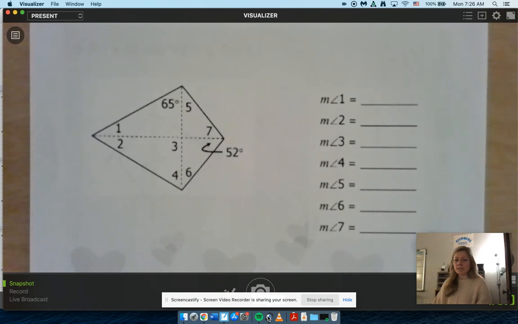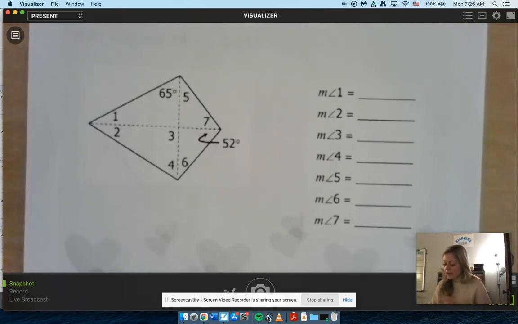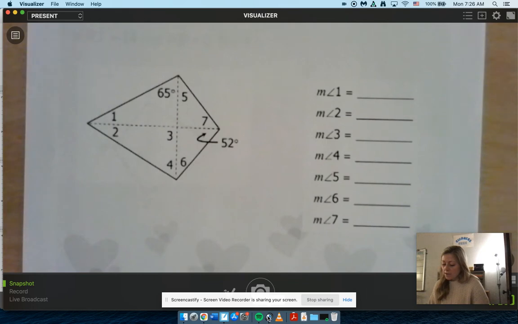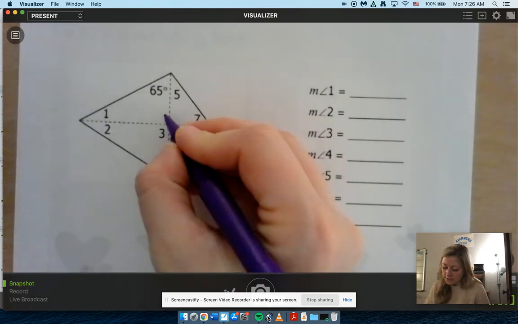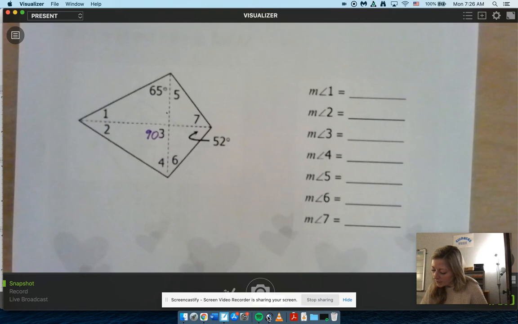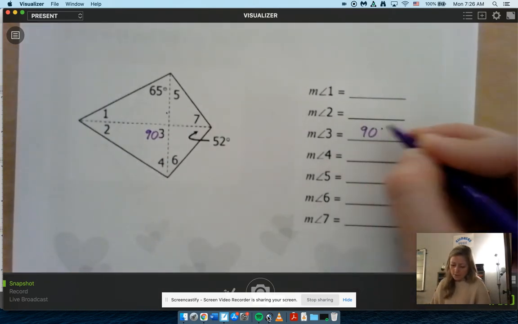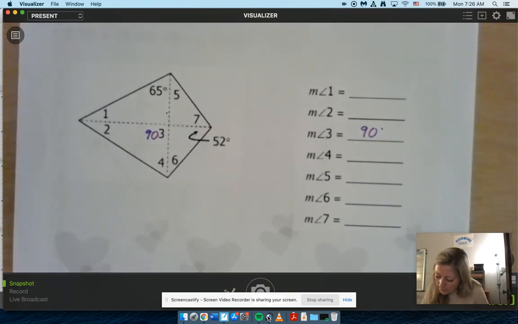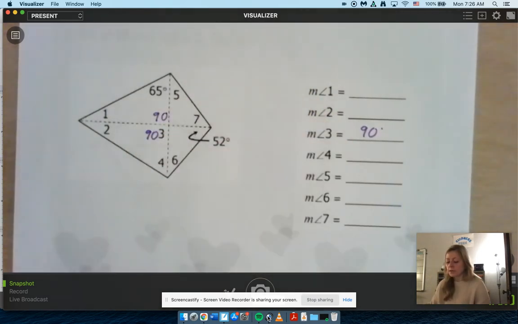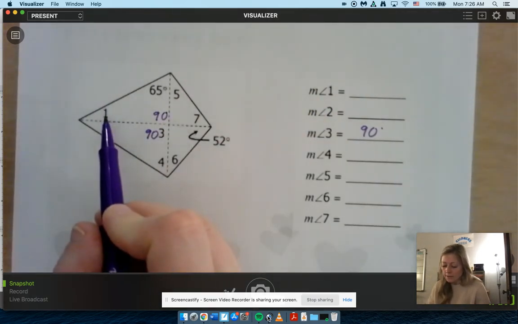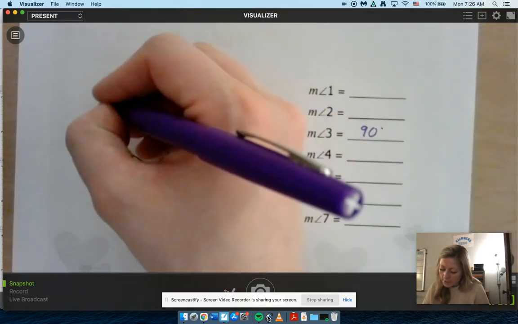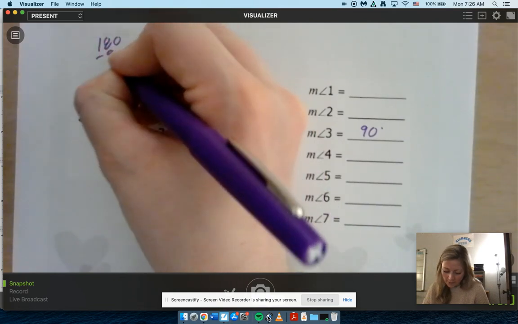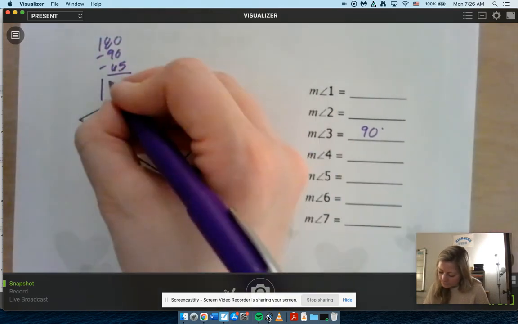Okay, so we're just going to start right out of the gate with finding angle measures. So let's see what we can do here. We know these angles in here are 90, so I'm going to put 3 down for 90. We know this guy would be 90 as well. So an easy way to find angle 1, right? 180 minus 90 minus 65 gives us 25.